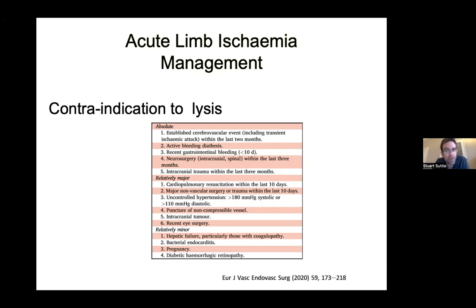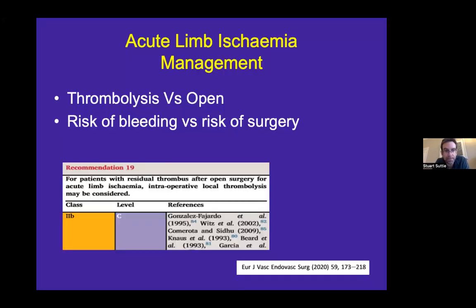But there's a lot of gray areas, and it comes down to a balance of risks, unit expertise. So again, it comes down to the risk of bleeding versus the risk of surgery. And it's all there in the guidelines. Recommendation 2B, level C.